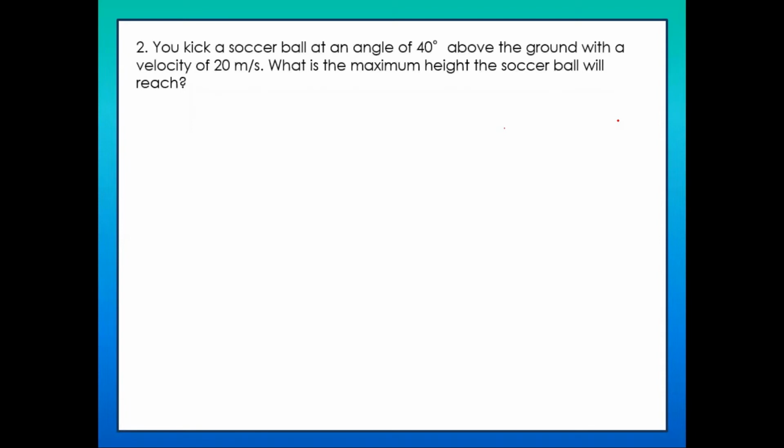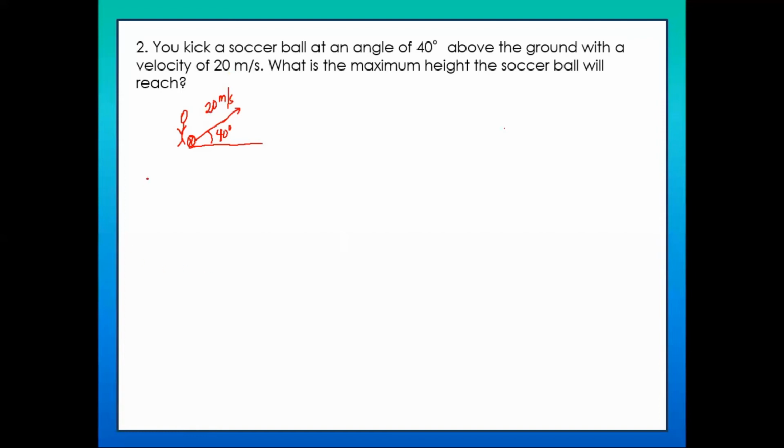Here you kick a soccer ball at an angle of 40 degrees above the ground with a velocity of 20 meters per second. What is the maximum height the soccer ball will reach? So that's the question. Now we're going to illustrate this one. So there's, let's say, a person who kicked this soccer ball at this particular angle. Okay, above the ground, that is 40 degrees. And the speed of the ball, okay, is 20 meters per second.